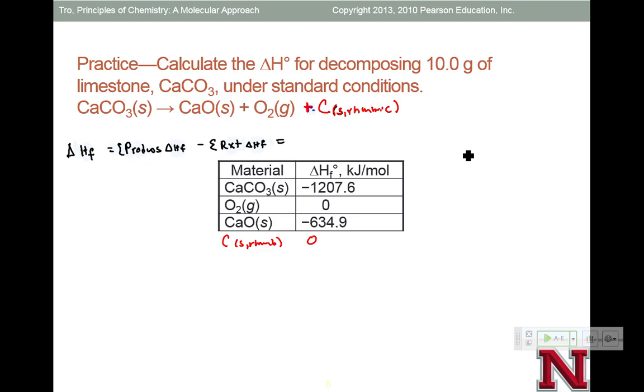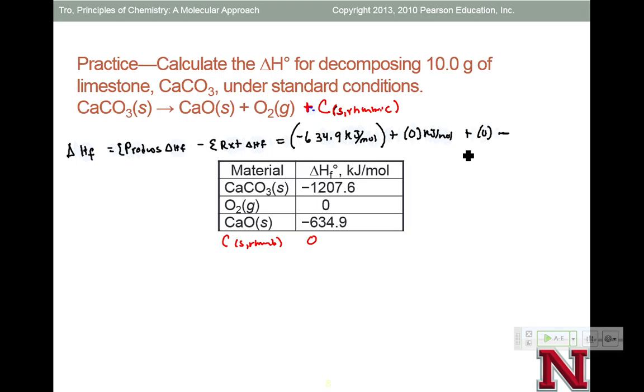So in this case, it's going to be CaO. And these are all in kilojoules per mole. Plus O2, which is 0. Plus that carbon term, which is also 0.